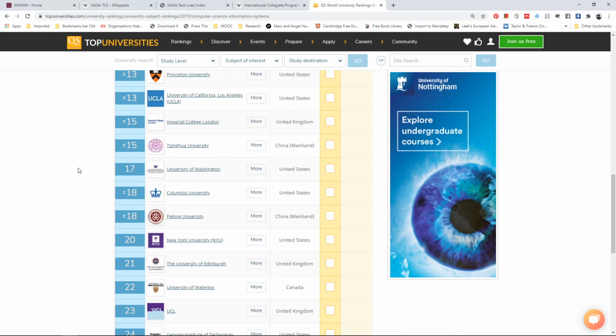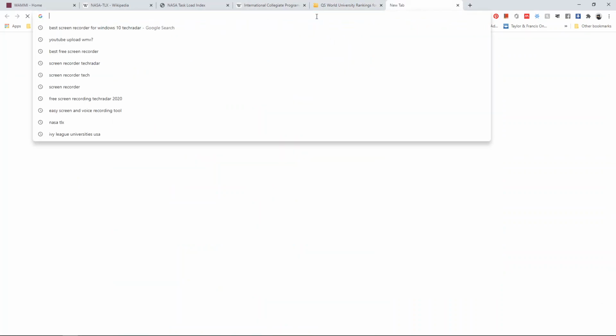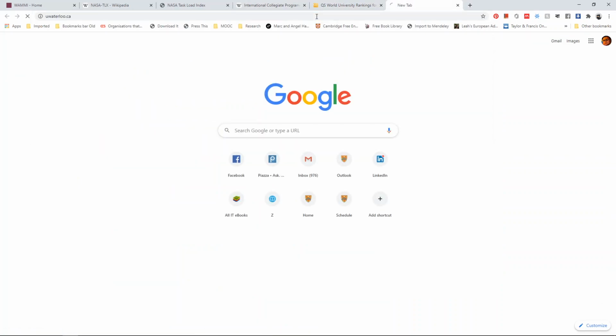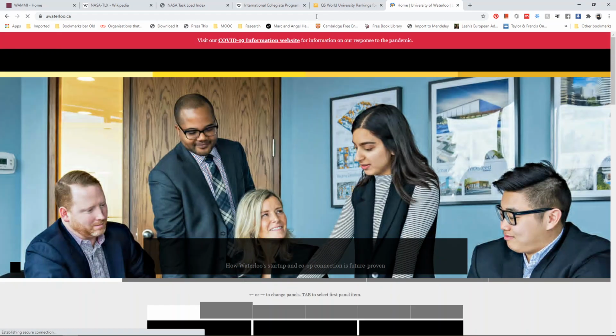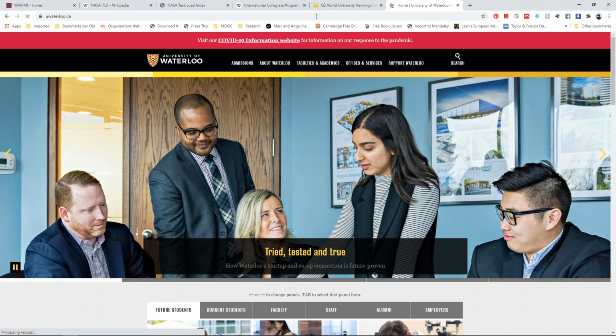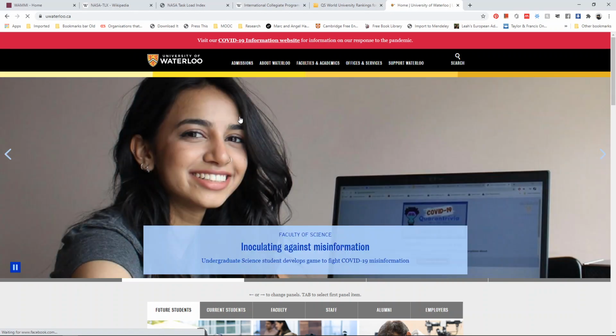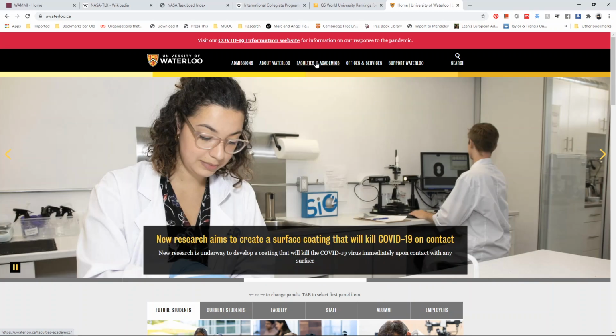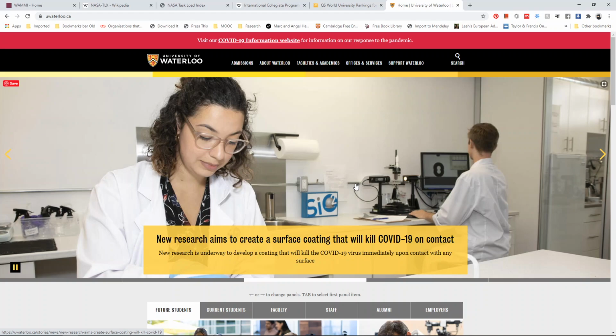So let's go to the website and see how it works over there. Okay, so here we are. The website looks good, though there is a banner right now for COVID-19. I am from an engineering background, so I look for the faculties and then I will look for the other information.